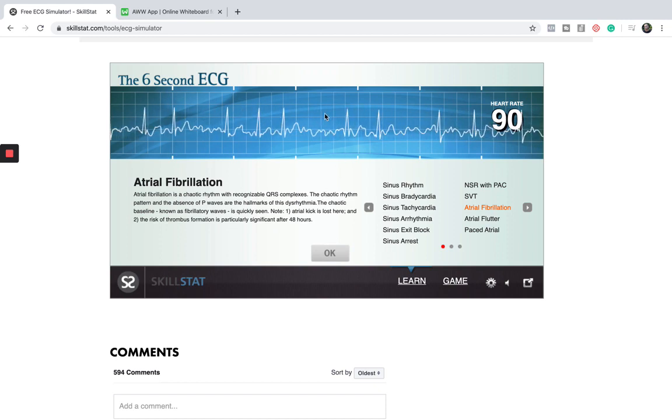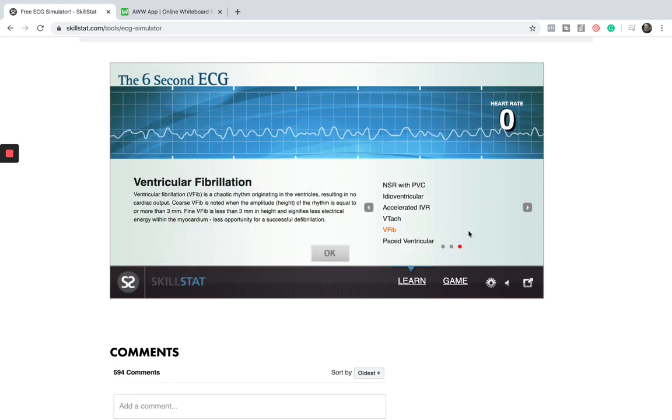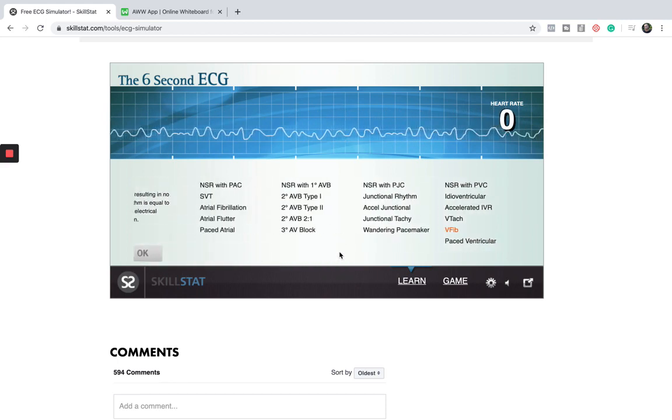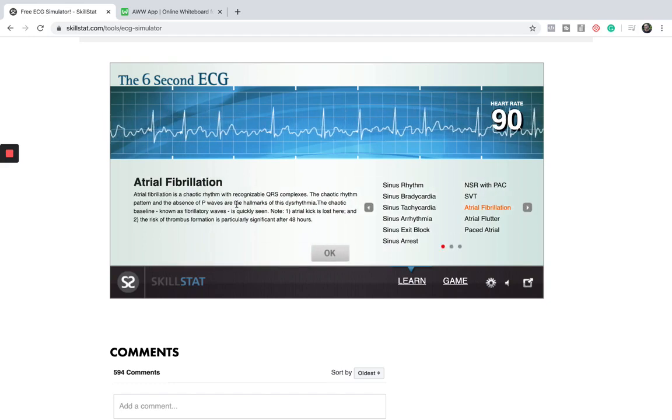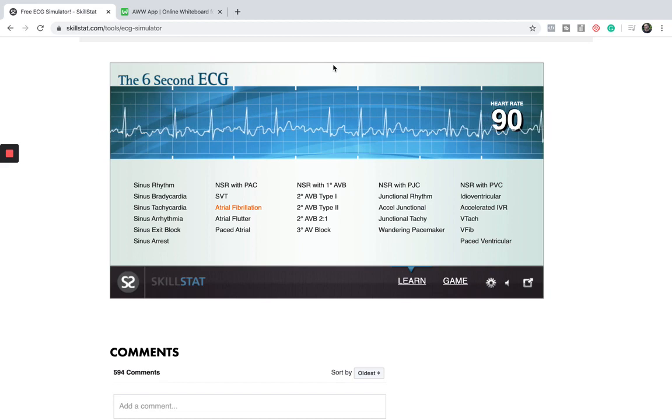If you see a rhythm like that, and it looks like there's V-fib, V-fib looks like this, watch this. Here's V-fib, see that? Now watch A-fib. Basically, A-fib looks like V-fib with a QRS complex irregularly popping up. That's what A-fib is. So what is AFib actually? It's the atrial fluttering around.